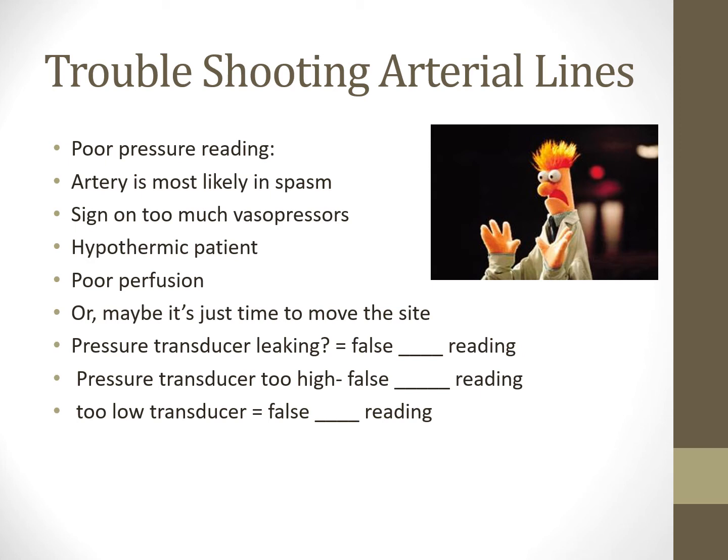The patient's cold, a hypothermic patient. Of course, what happens to your blood vessels? Why do your fingers and toes turn blue when it's cold outside, if you're not wearing the appropriate gloves and socks? You're going to have vasoconstriction, and that vasoconstriction is going to reduce blood flow. So if they're cold, then obviously you're going to have a poor pressure reading. Poor perfusion, of course, because you don't have enough pressure to keep that vessel open and keep that arterial catheter getting input. Maybe it's time to move the site too.